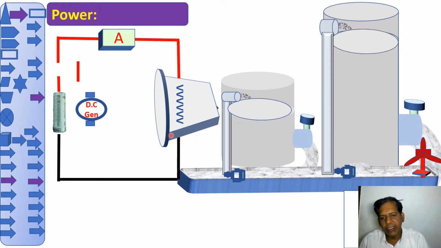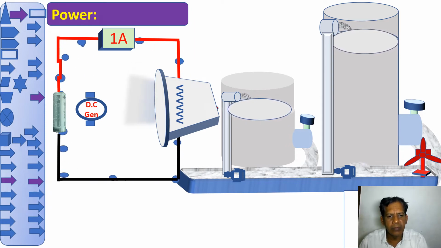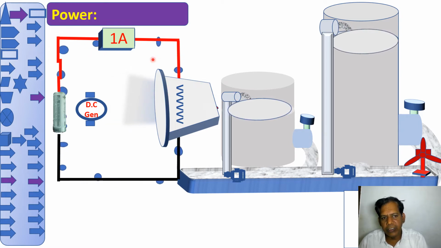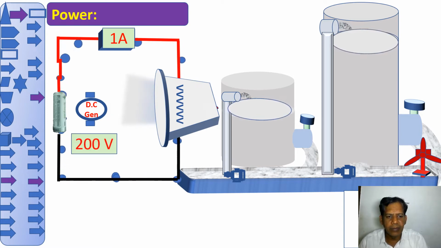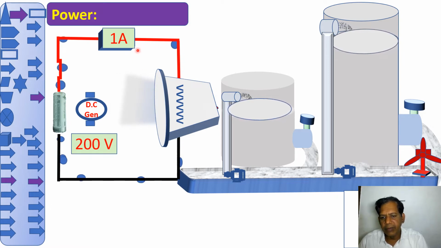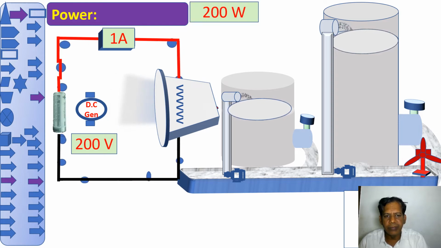Consider a lamp. It is a 200 watt lamp. If I close the circuit, what will happen? The current will flow through this lamp and it will take 1 ampere. Then the power developed will be the voltage applied across this lamp and the current. Then 200 volt into 1 ampere equal to 200 watt. The power developed by the lamp will be 200 watt.